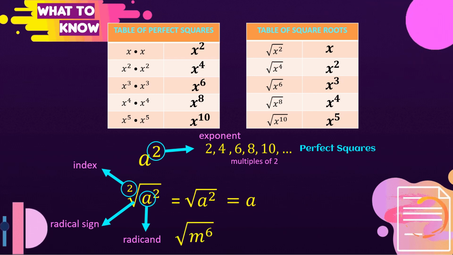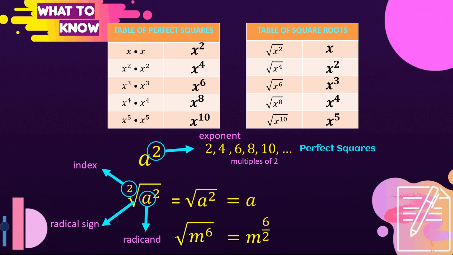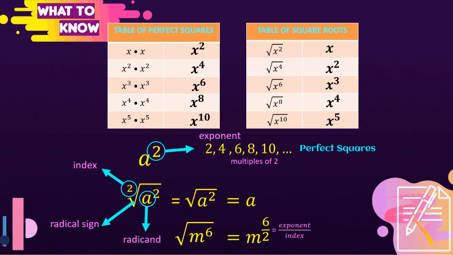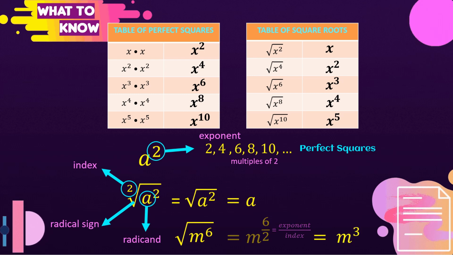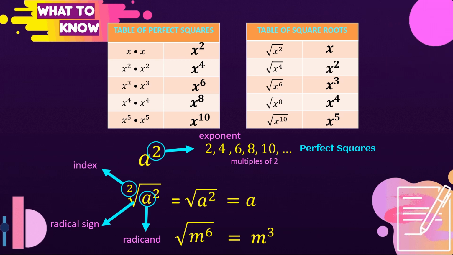Next, we have the square root of m to the sixth. So here we have the variable m. Then we're going to have the exponent 6 divided by the index 2. So we get m cubed. So therefore, square root of m to the 6th is equal to m cubed.